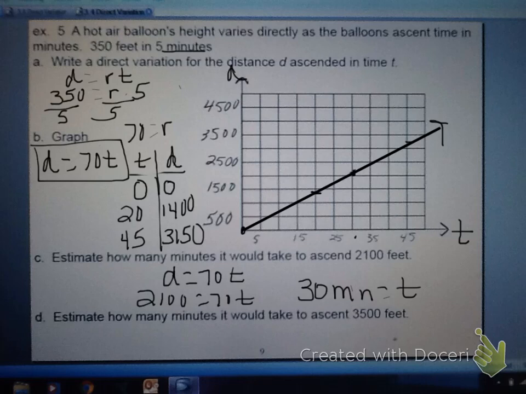Estimate how many minutes it would take to ascend 3,500. Let's estimate first. Here's 3,000, so it would be about right here, which I am thinking is about 50 minutes. So let's plug in: 3,500 is equal to 70t, divide, and excuse me, I said 30, I meant 50. And we would get 50 minutes.